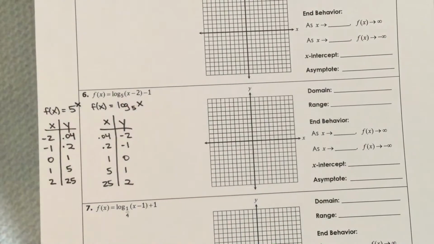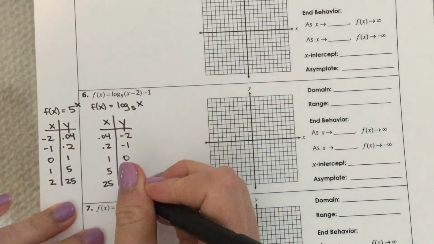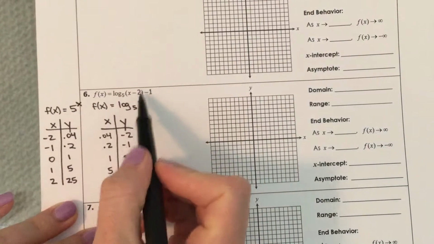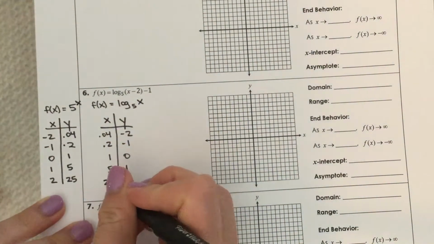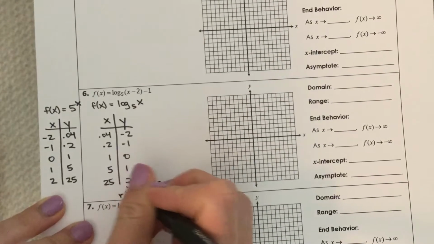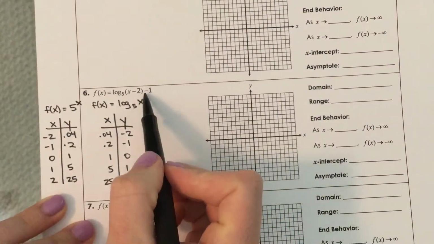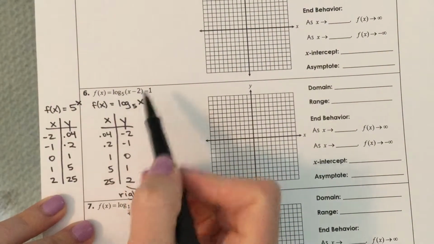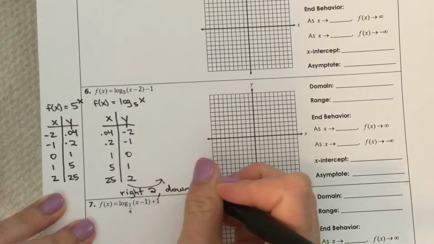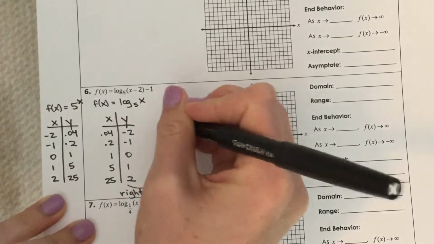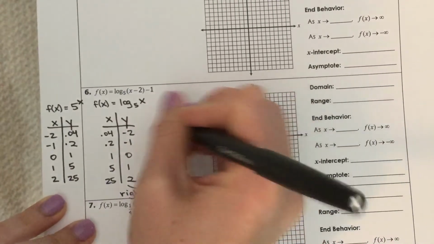All right, so now we have to make our transformations. Our transformations are going to be two things. This, the x minus 2, means you're moving right 2 units. So we're going to move our whole table right 2 units. And then this minus 1 at the end is going to move us down 1 unit.